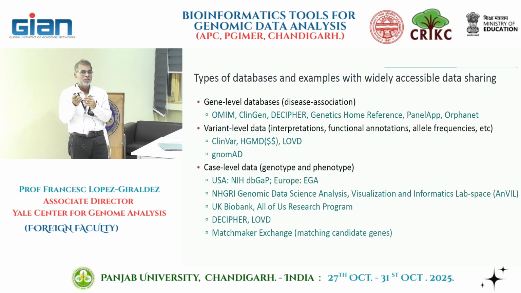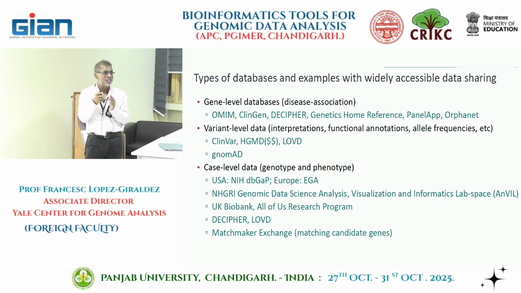So in OMIM, before the phenotype you have a hash sign, and before a gene entry it's an asterisk or a star sign. Then ClinGen was the initiative which was started to ascribe gene association to disease phenotypes. And then you have others like DECIPHER, Orphanet, etc. And as I've said, ClinVar, HGMD and LOVD are variation databases.